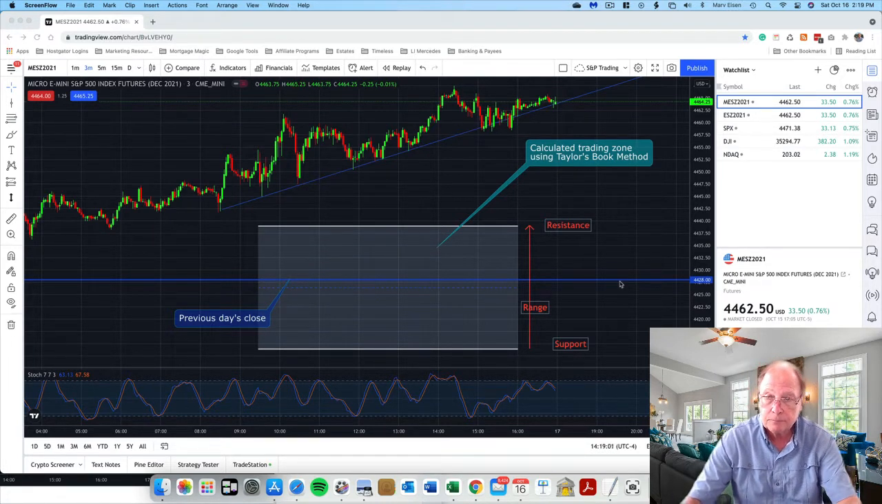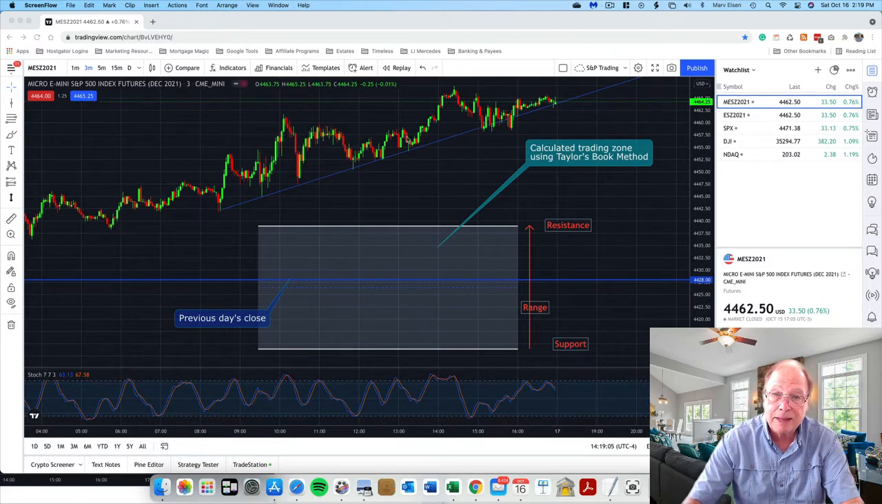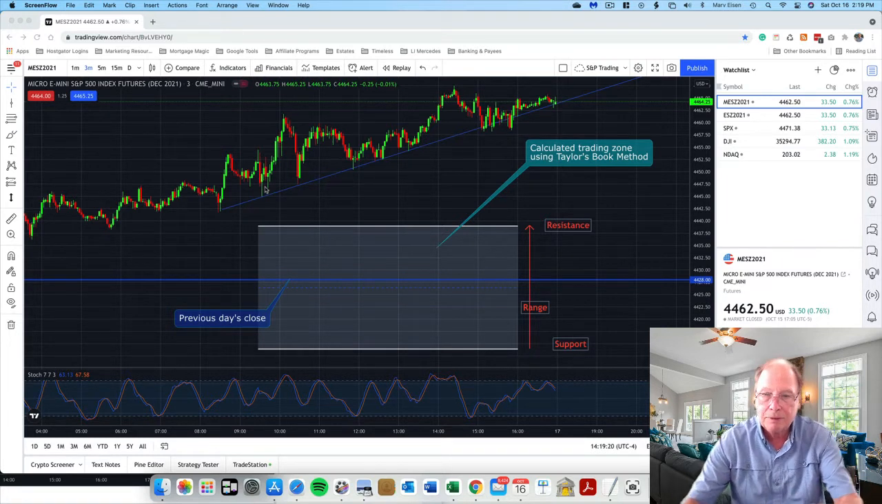Now I chose a particular day where prices did not trade anywhere near Taylor's book method calculations, nor did they close the gap or window formed by the previous day's close and the market open. So why use these numbers?